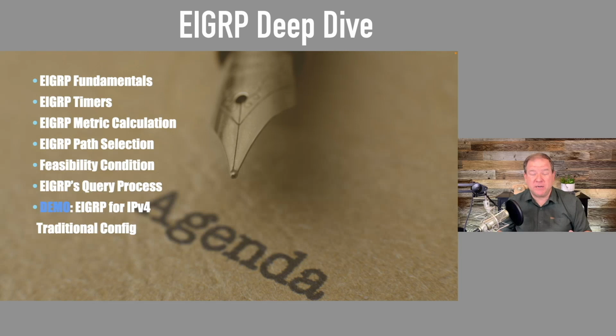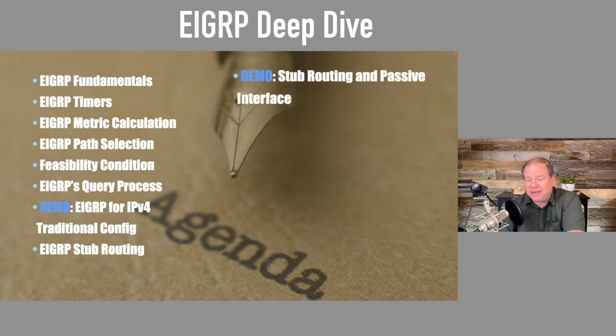Got lots of demos coming up today. The first one will be on just a traditional EIGRP configuration for IP version 4 networks. We'll talk about stub routing. That's different than stub areas in OSPF. We'll talk about what stub routing means in EIGRP. We'll demonstrate that. We'll demonstrate how to configure a passive interface.